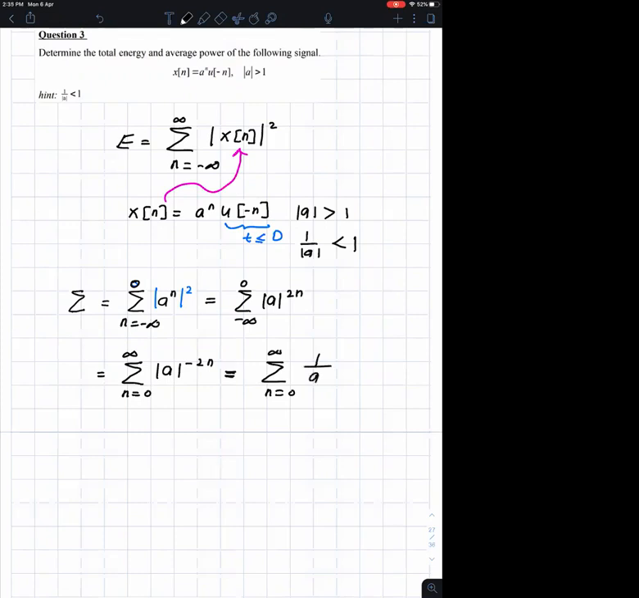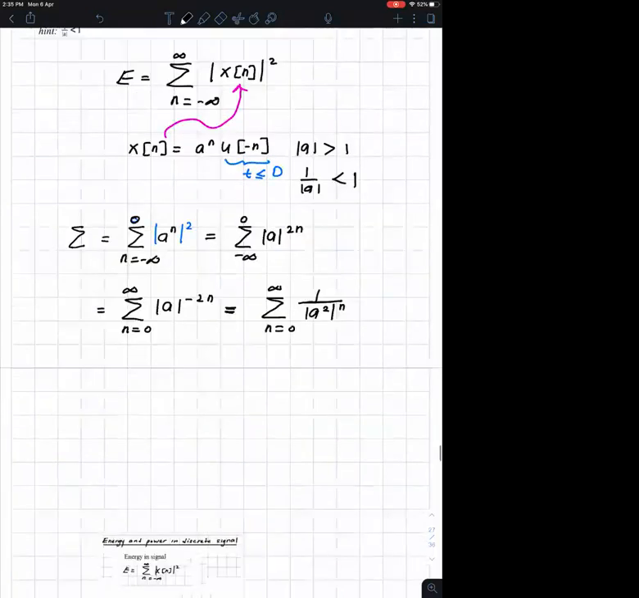So now I can rewrite this as 1 over a to the power of absolute value, or can just bring the 2 in. Okay, I can write this like that. 1 over a squared is still less than 1.